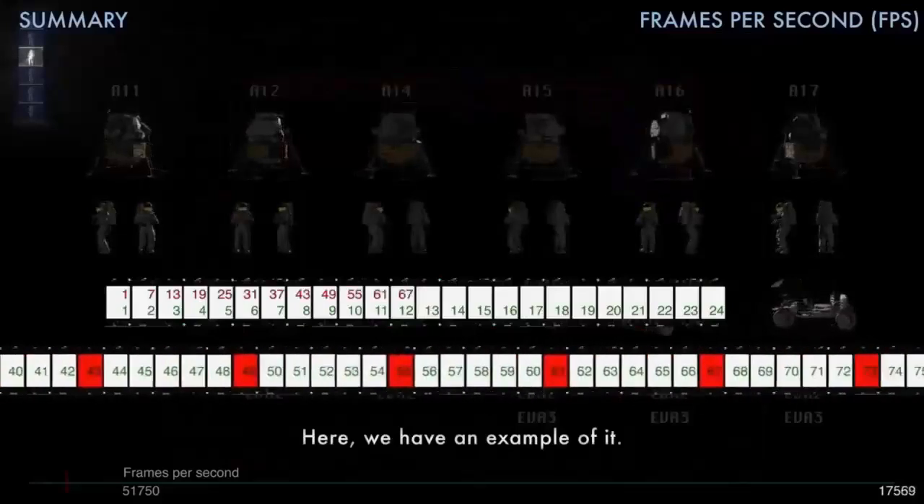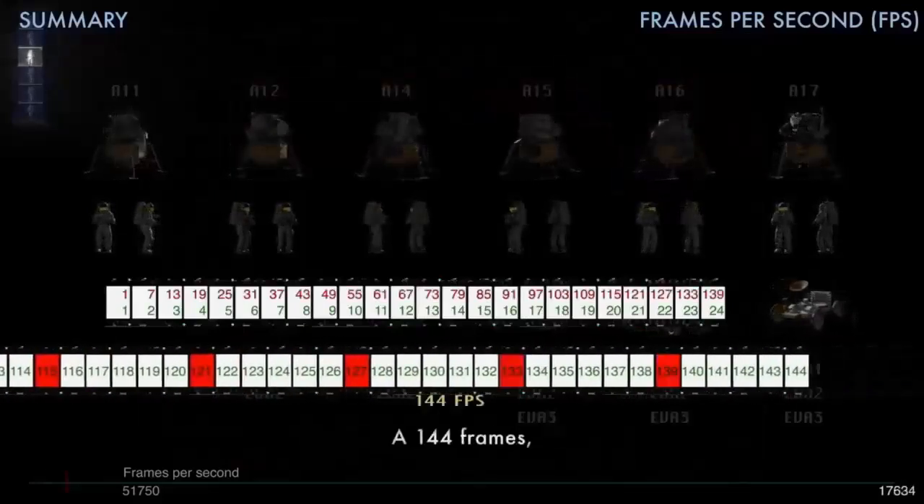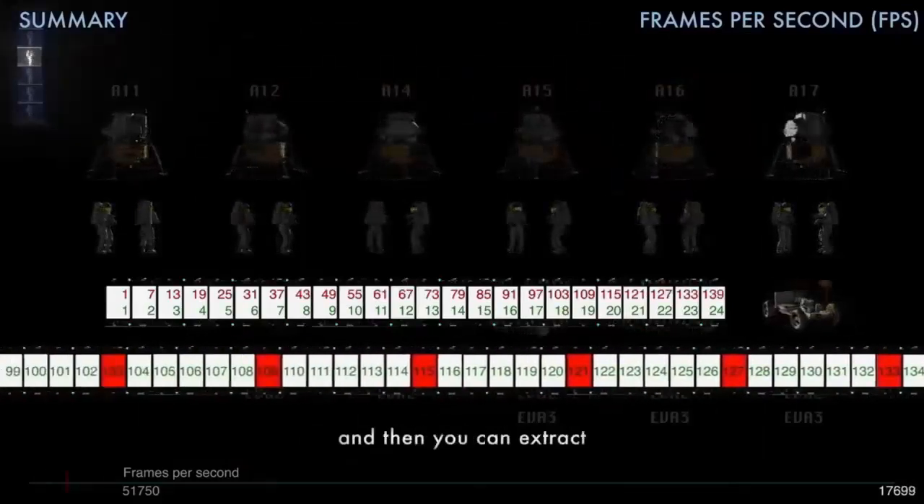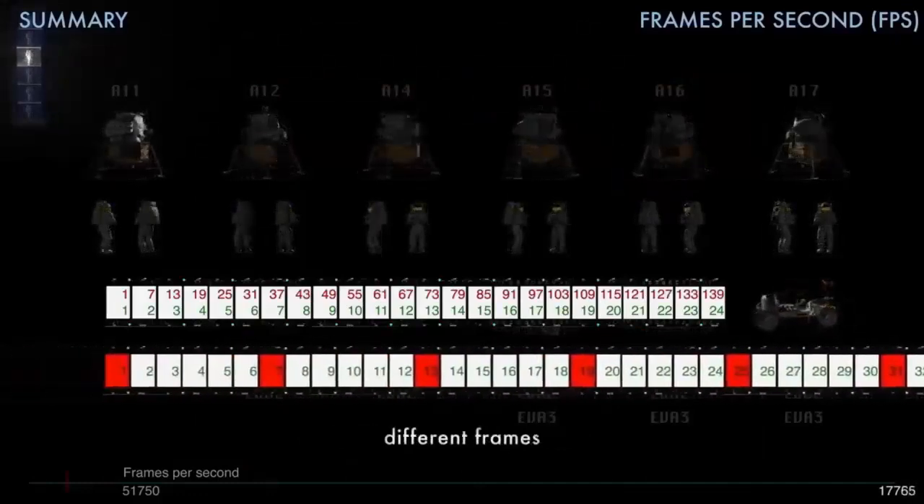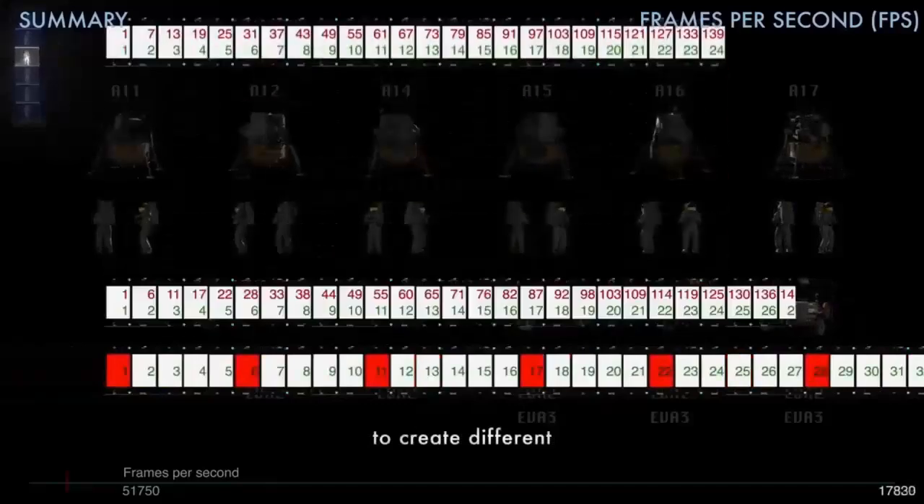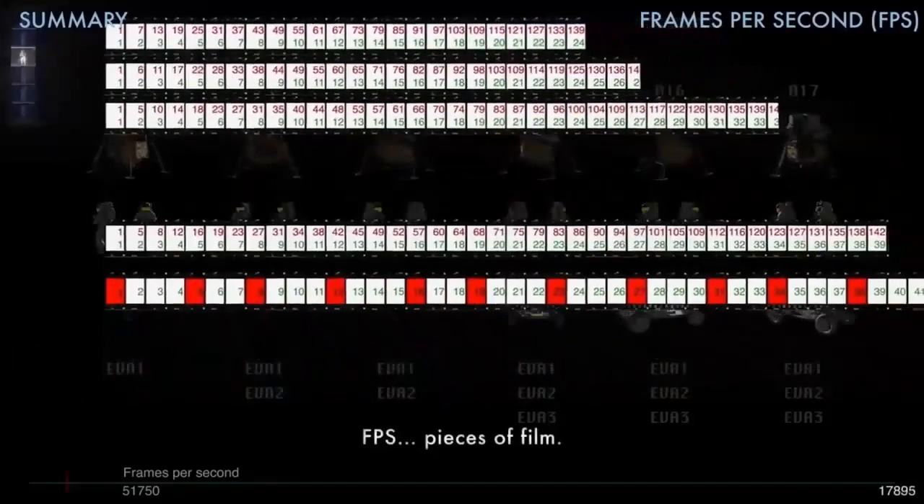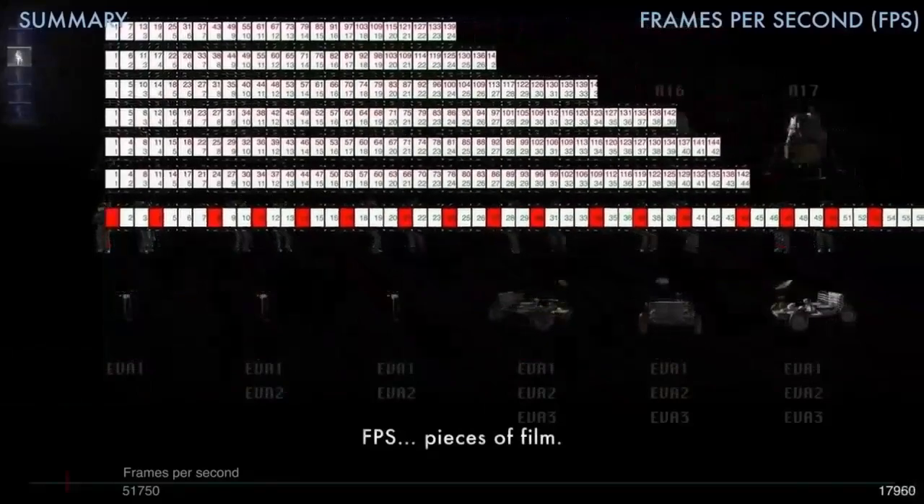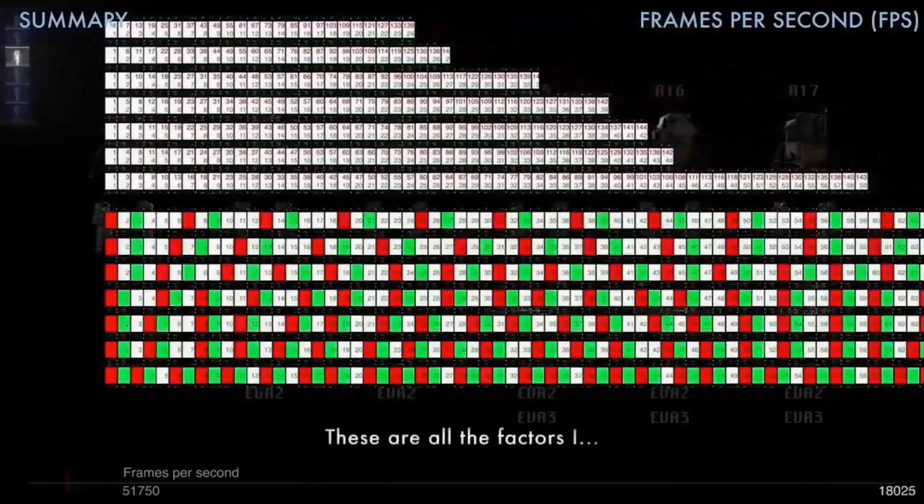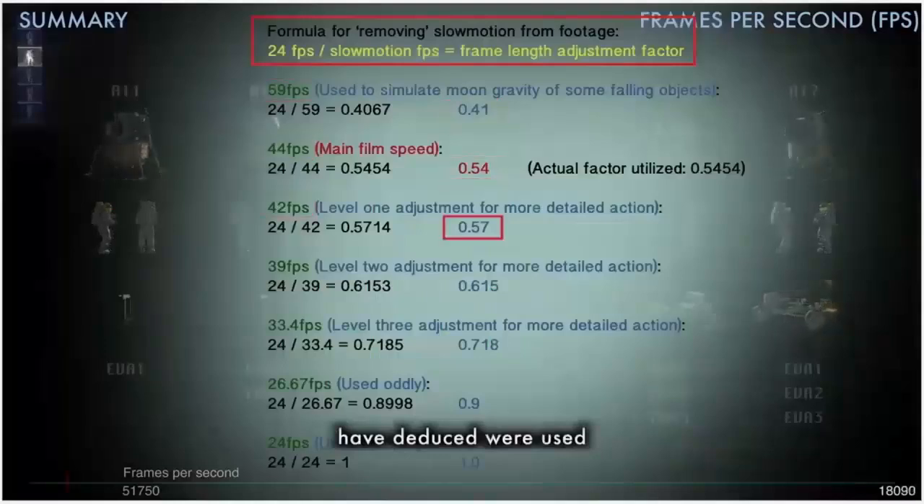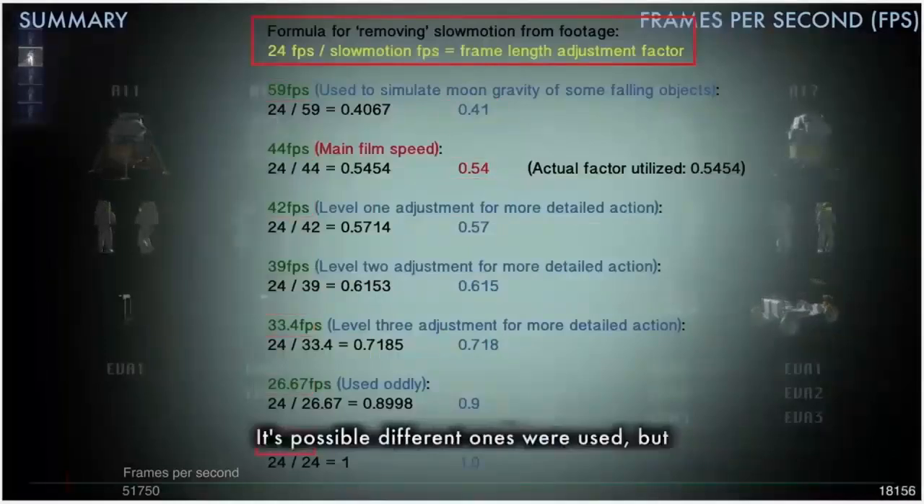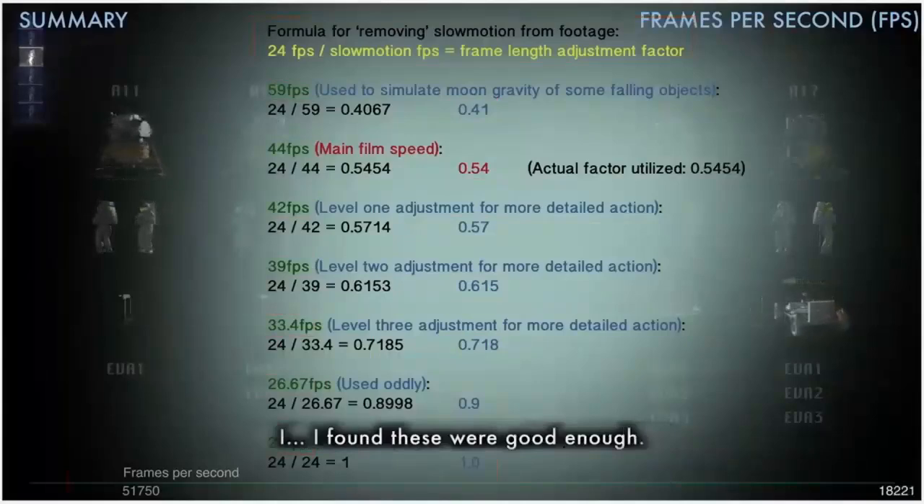Here we have an example of it. At 114 frames, slow motion, and then you can extract different frames at different patterns to create different FPS pieces of film. These are all the factors I have deduced were used in the footage. It's possible different ones were used, but I found these good enough.